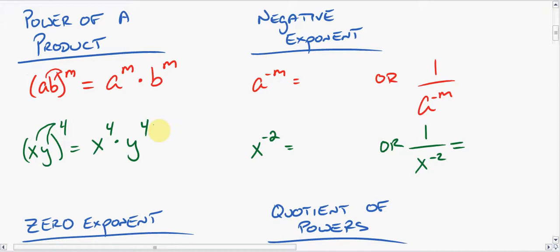Another property deals with negative exponents. All right, so we have a to the negative mth power. Whenever you have a negative exponent, you have to move the part that has that negative exponent. So it's either going to move to the denominator or to the numerator. It depends on where that negative exponent is.